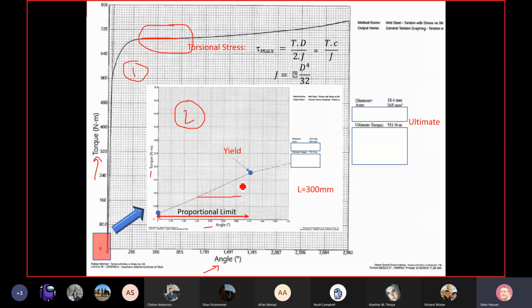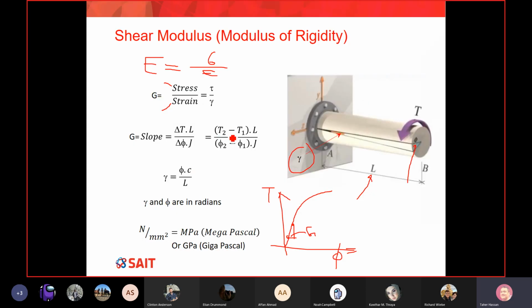And as I said, we want to find any 2 points. For better results, take the extremes. Take the first point, and the second point is your yield point, just before it starts to curve. Okay, and all you have to do is watch this, please. For every point, you have to find the torque and the angle. If you know 2 points, you know what to do. Look at this. You go here. Now you know the T2, you know the T1, and you know the L. And then you know the angle phi 2 and the angle phi 1.